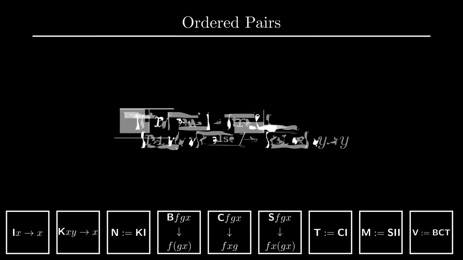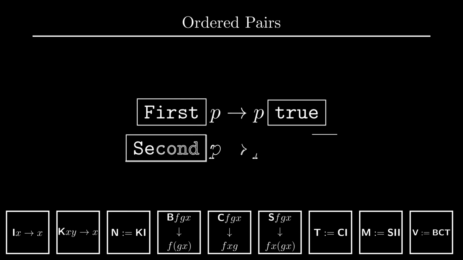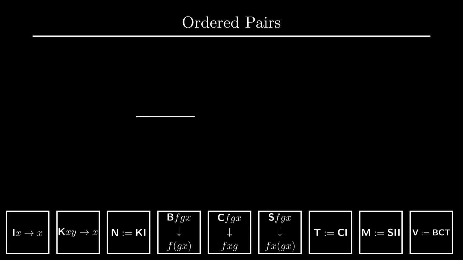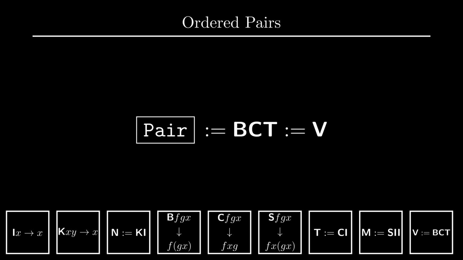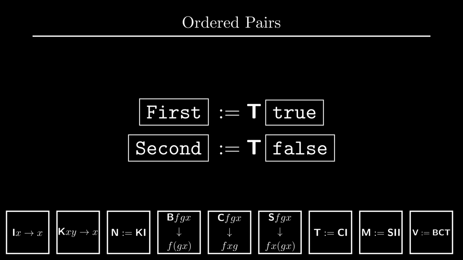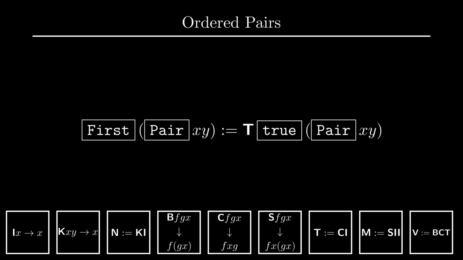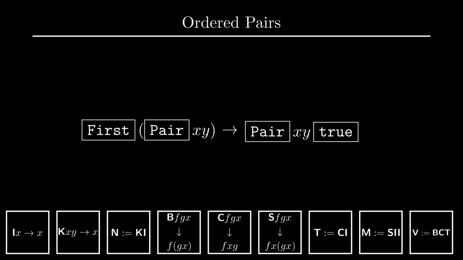In other words, we would like to have this behavior. Then first p would reduce to p true, and second p would reduce to p false. We had already compiled pair previously, and first and second compile to these two. For example, first of pair x y correctly outputs x.